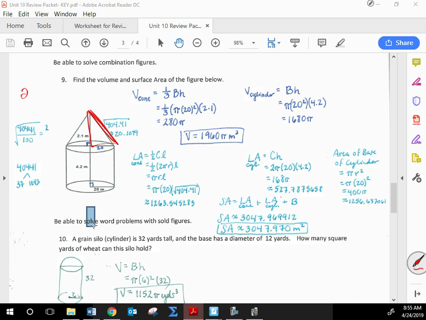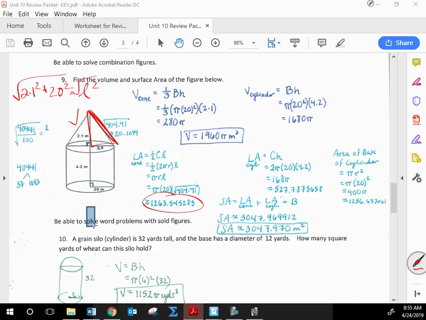So I would have 2.1 squared plus 20 squared equals slant height squared, so square root of the sides. And that slant height is square root of 404.41, that lovely number. Alright, so when we punch that onto your calculator, we get 1,263.5 as our lateral area for just the cone. So we've got that part taken care of.